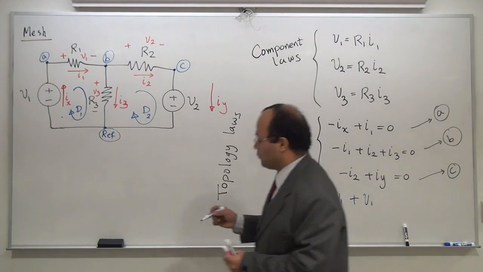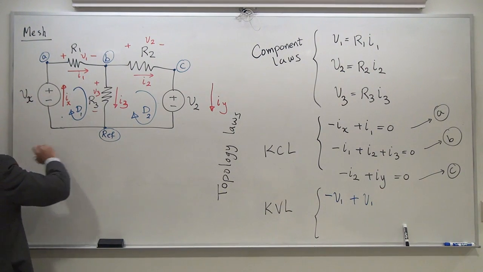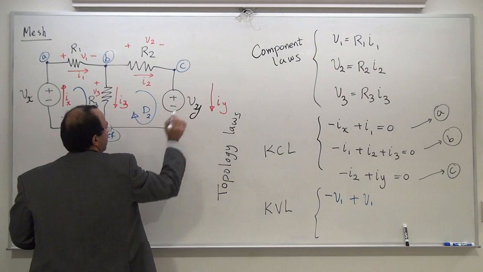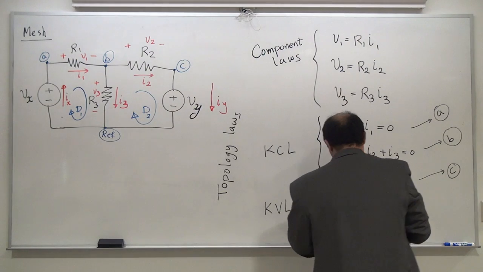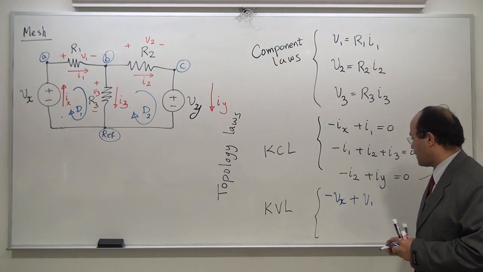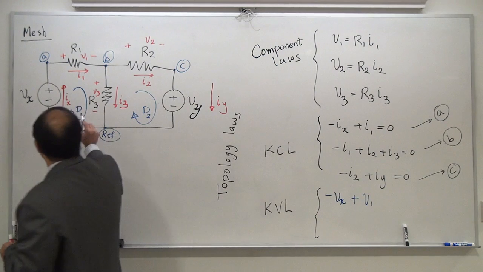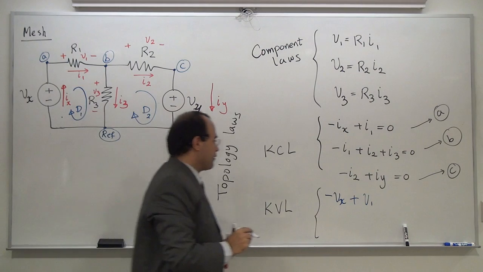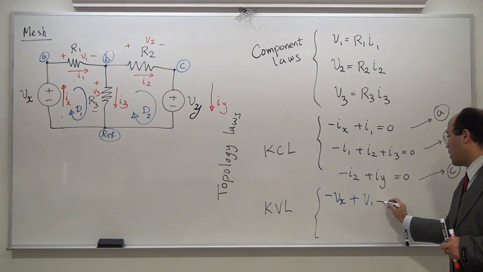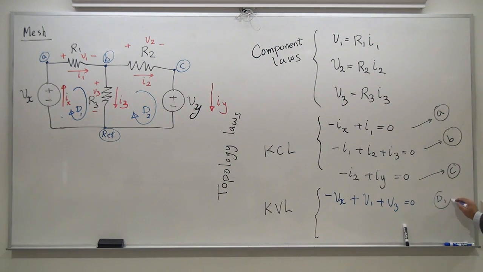I need to modify this a bit because I don't want to create confusion. I'm going to call this Vx and I'm going to call this Vy, because I don't want this Vx and this V1 to be confused. The book has followed that, but let's go a bit off the chart to make sure confusions are taken care of. Now I'm going clockwise. I see a minus sign, a plus sign, a plus sign. Minus Vx plus V1 plus V3 equal to 0. This is going to be loop number 1.